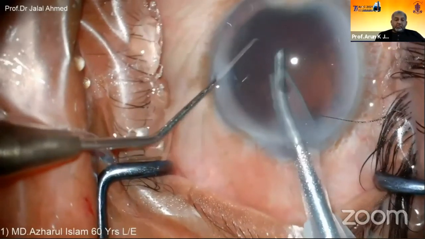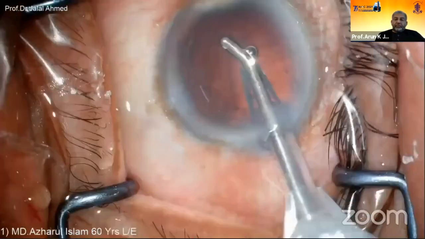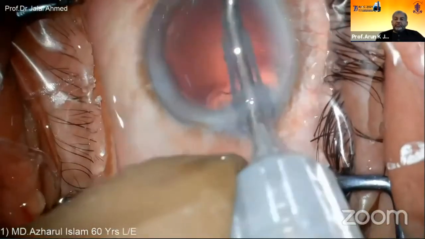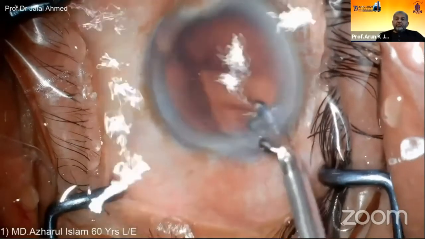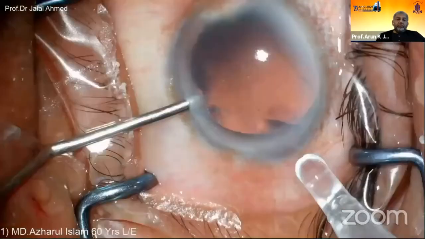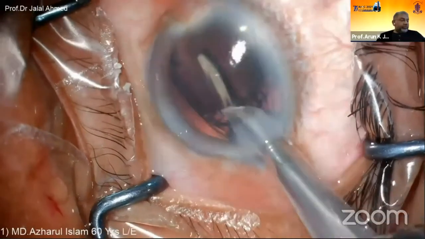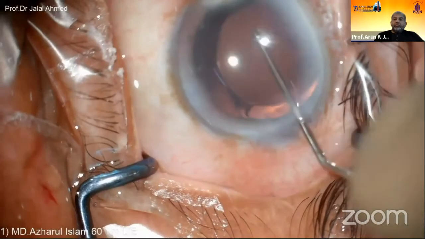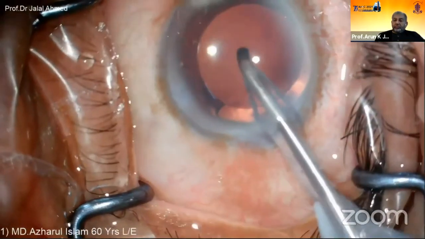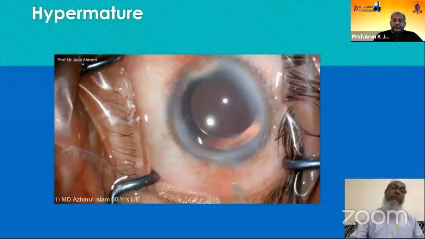And after clearing the nuclear fragments, viscoelastic is injected, and the remnant cortical matter is cleared using coaxial IA. After completing the cortical clearing, viscoelastic is injected and the IOL is implanted in the bag, and the haptics are placed about 90 degrees away from the torn area of the capsule. Wound hydration is done and the eye is closed.